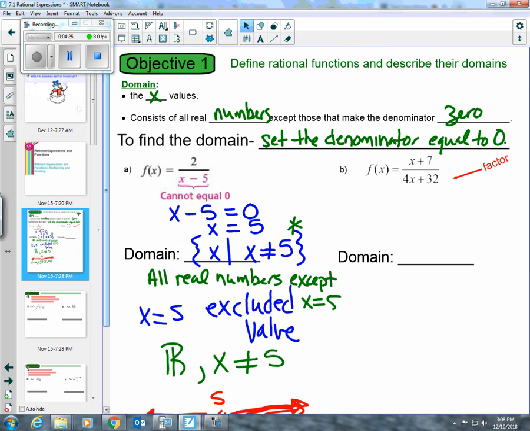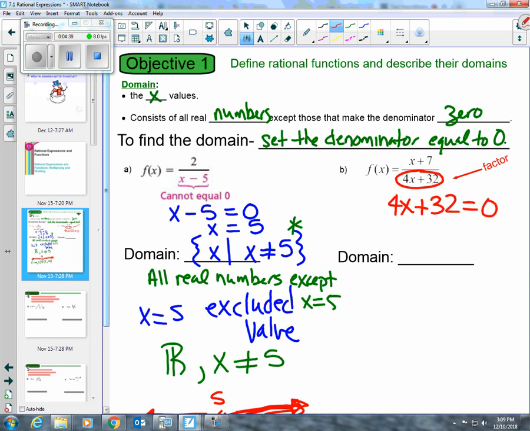So take a look at this ratio. We have x plus 7 over 4x minus 32. We can't divide by 0, so we have to think about what makes that denominator equal to 0. So let's take a peek at that. If we set that denominator equal to 0, I'm not worried about the numerator. The numerator can be 0 all day long.